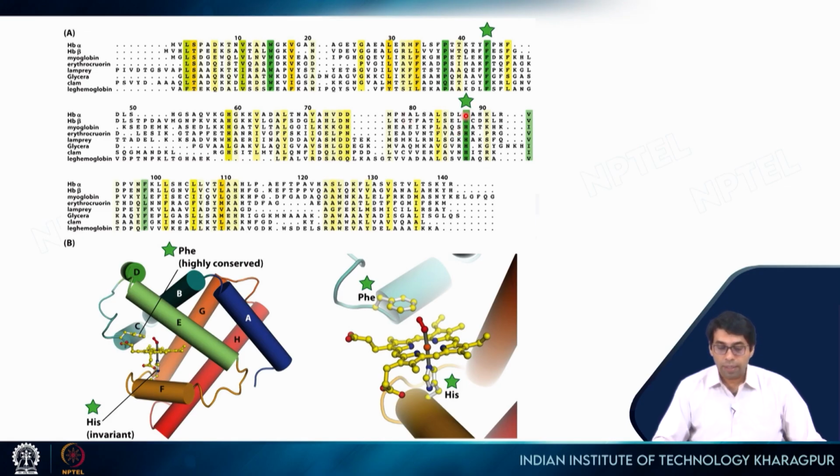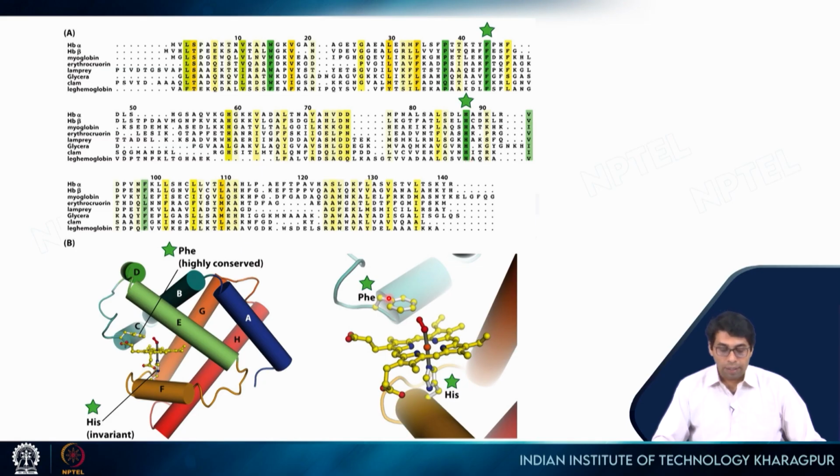Now, before I do that, let us just point out why these 2 residues are conserved. If you look at the structure, this histidine is the one which directly coordinates with the iron, and histidine is the only residue which can fit there and which can do this coordination. So, you cannot change this particular histidine with any other amino acid. That is why this histidine is absolutely conserved.